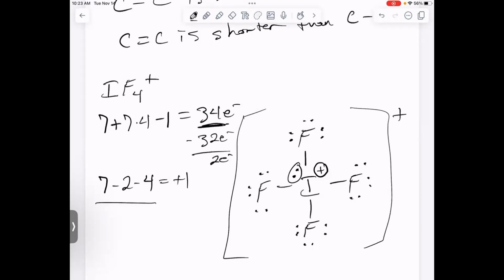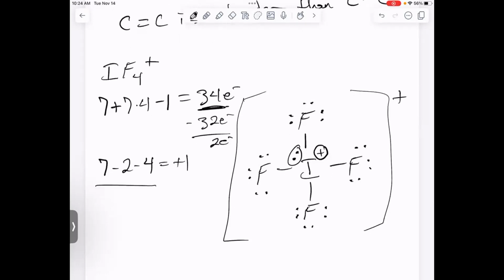Anytime there's electrons left, that's why we count them at the start. Anytime you've added all the outer electrons and you still have electrons left over, they will always be lone pairs on the central atom. That will always be the case. Any other questions on this one going through our steps?